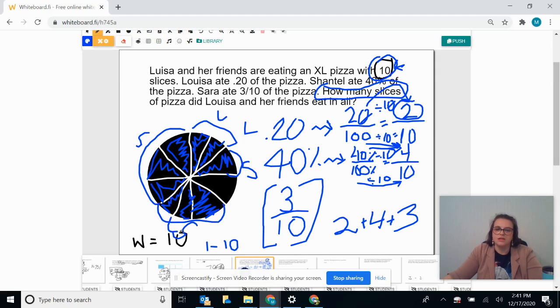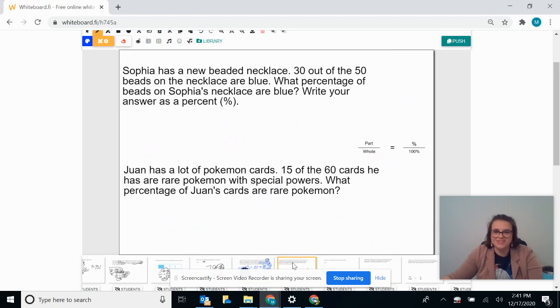All right, so now 2 plus 4 plus 3, 2 plus 4 is 6, 6 plus 3 is 9. So they ate... How many slices of pizza did Louisa and her friends eat in all? They ate 9 pieces in all. Whew! That was a long question.